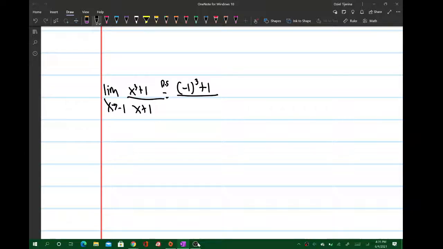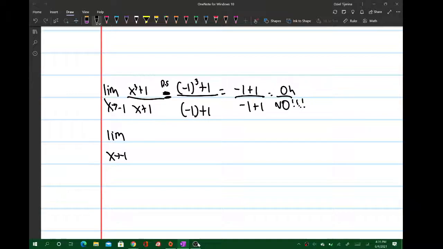0 over 0. But if you can't evaluate this in your head yet, always just do it by paper. Negative 1 cubed plus 1 over negative 1 plus 1. So this is negative 1 plus 1 over negative 1 plus 1, so this is equal to 0 over 0. So we're going to do the limit as x approaches negative 1 of x cubed plus 1 over x plus 1, excuse me.